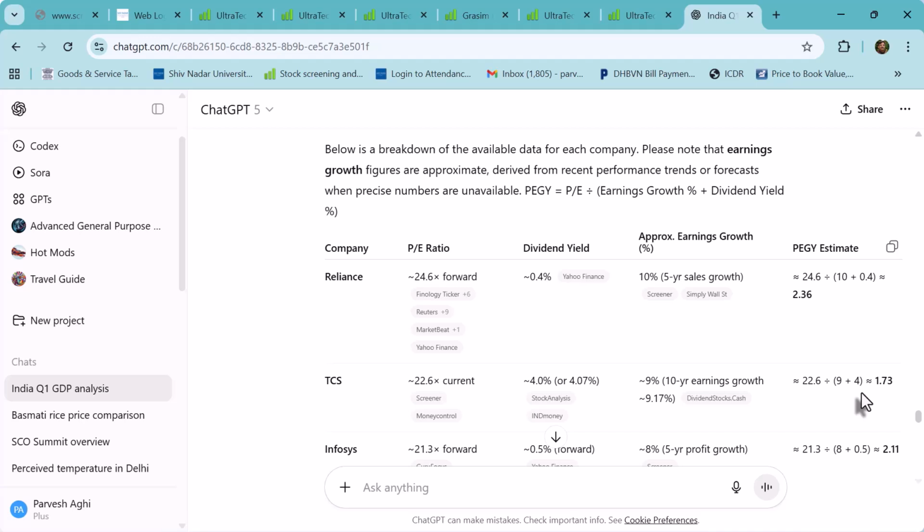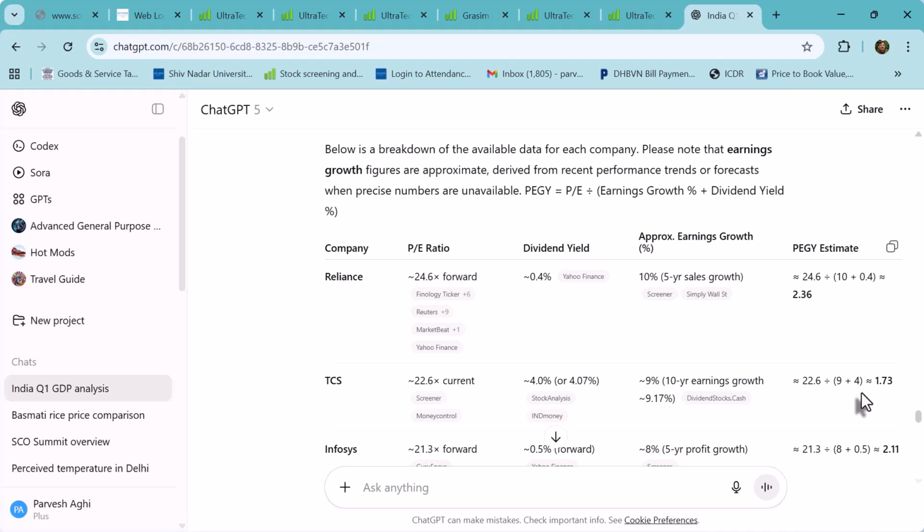Approximately, earnings growth is about 10% in the next 5 years. That is what it has got from some source, from the screener and some Wall Street numbers. So it checked at what rate the growth will be there for Reliance in the next 5 years. It says 10%. But it is sales growth. Actually, we should look at the earnings growth. So AI has not found everything clearly, so it has found the sales growth.